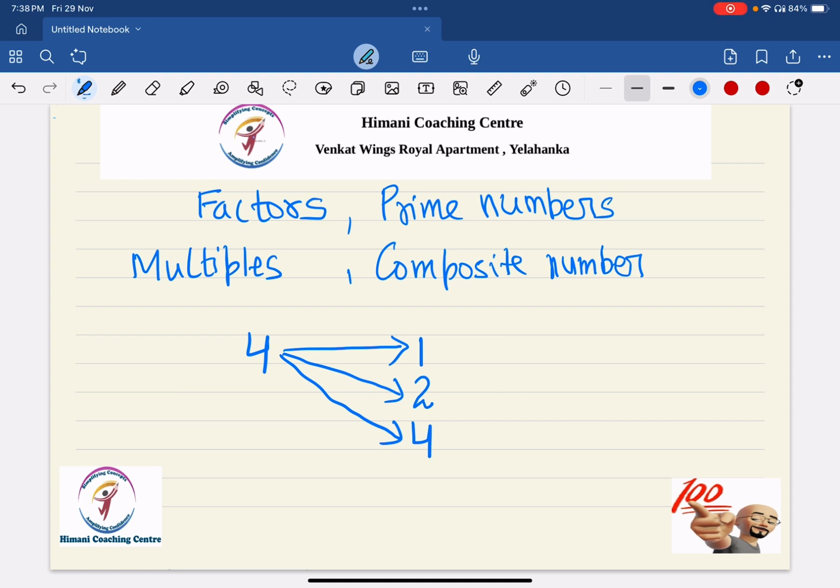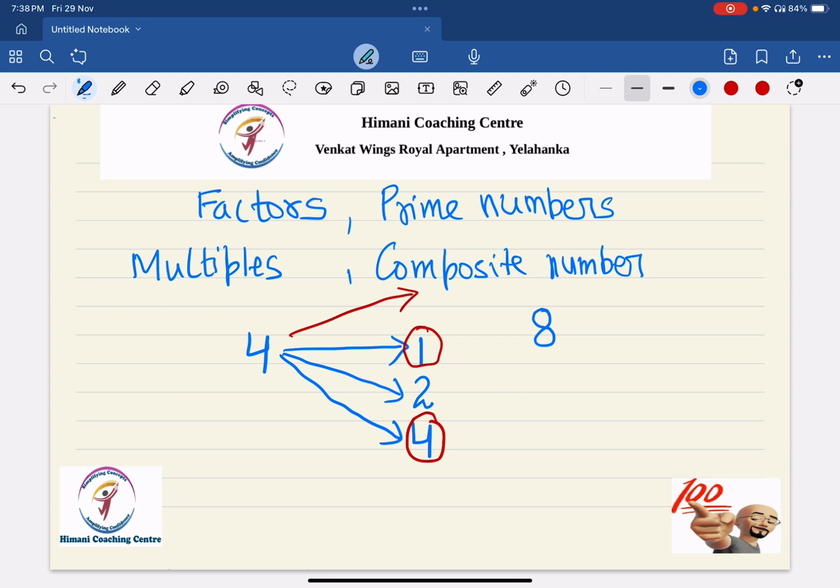Whenever a number has more than two factors, which are 1 and the number itself, those numbers are called composite numbers. So we will say 4 is a composite number. Let us take another example. Let us take 8 now.